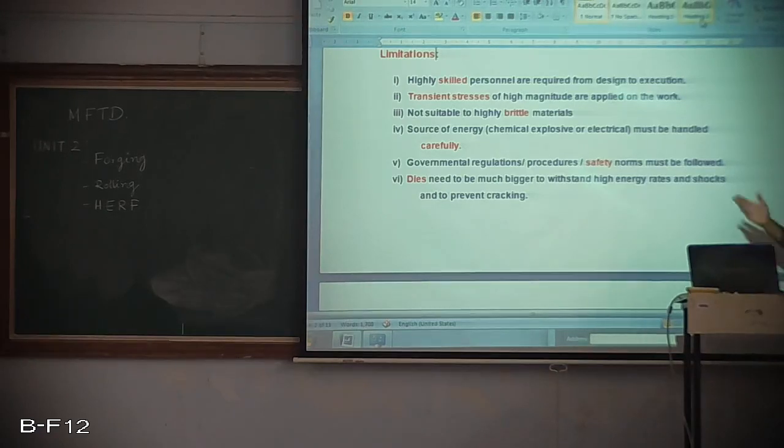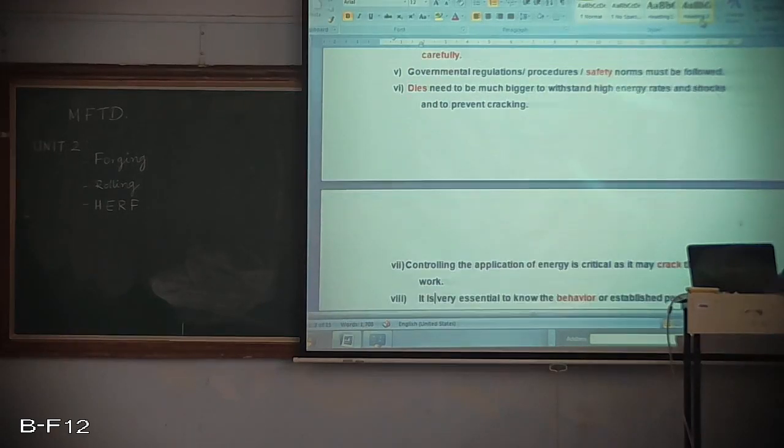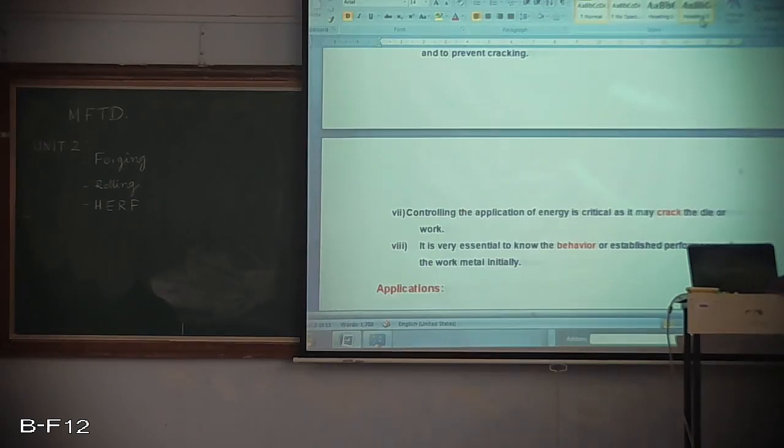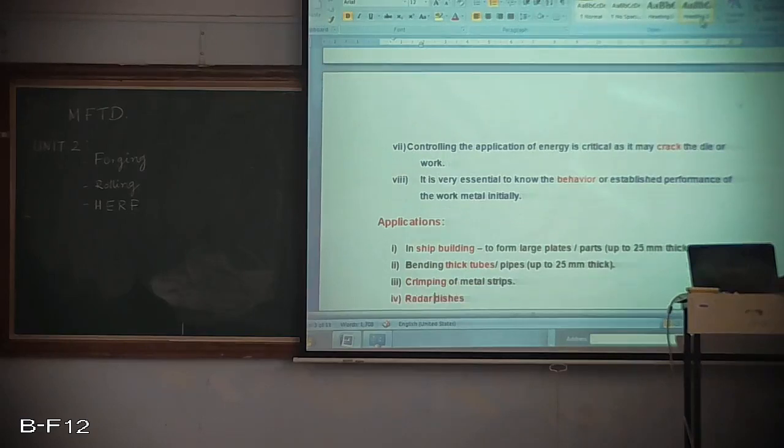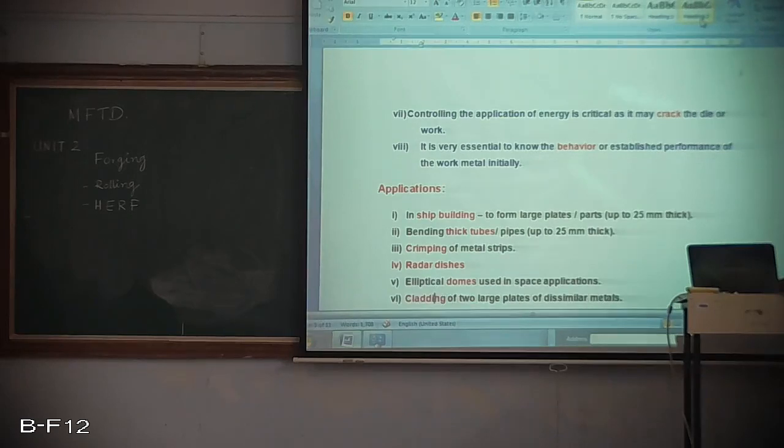Another limitation is that the dies, which are going to be exposed to very high stresses, need to be much bigger in section and more rigid, to avoid the possibility of cracking. Controlling the application of energy is very critical, as it may crack, as I just mentioned. And also, it's very necessary to know the behavior of the material while designing and operating HARF systems.